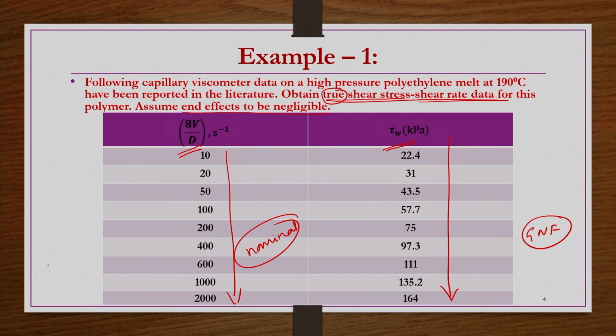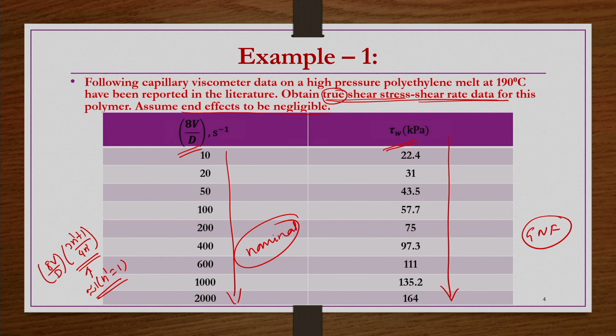So, what we have to do? We have to multiply 8V by D by (3n prime plus 1) by 4n prime. That means, for each data point we have to find out what n prime is and then multiply the 8V by D values with the correction (3n prime plus 1) by 4n prime. If it is a Newtonian fluid, then this correction is going to be approximately close to 1. But if it is a time independent non-Newtonian fluid, then definitely n prime is not going to be close to 1, so the correction is also not going to be close to 1. So, that we have to check now.